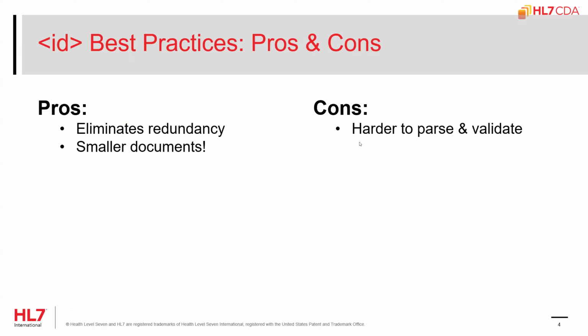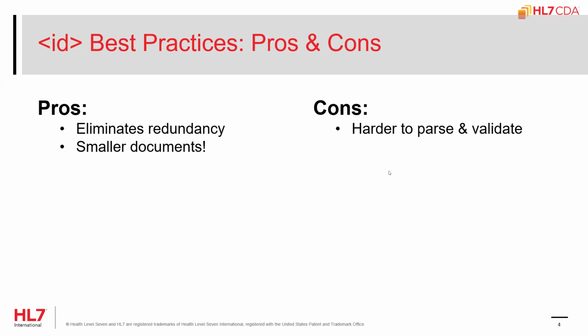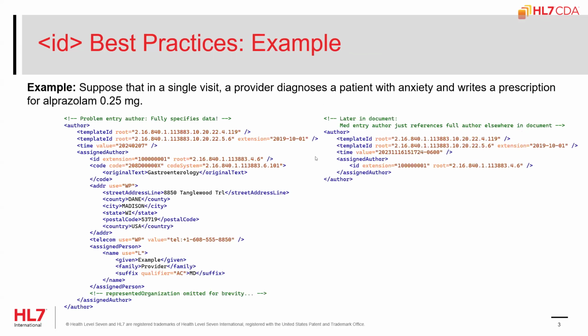The major disadvantage to doing this all over the place is that it makes things harder to parse, because if you're parsing a document, now you suddenly have to think, okay, what if we don't have all the info here? We have to jump out to some other part of the document. And validation, we found, is much harder also because, say you have an observation that shall contain a code. Instead, you just have an ID. And to be clear, every observation for the CDA schema shall contain a code. The question becomes, okay, is this valid or not? How do we do that?